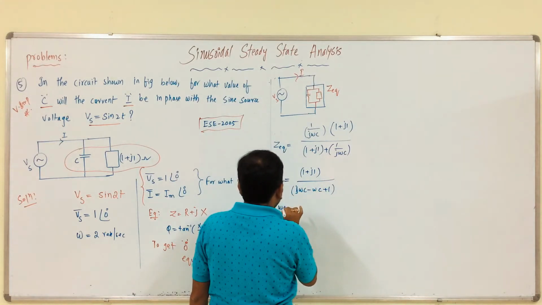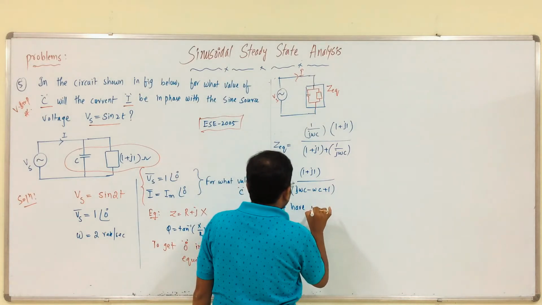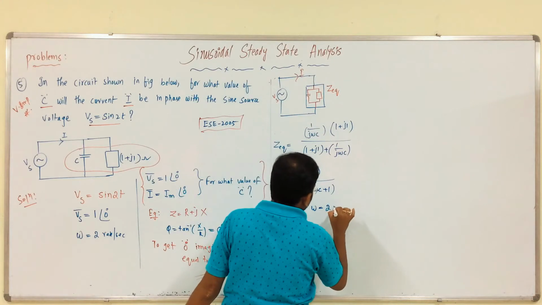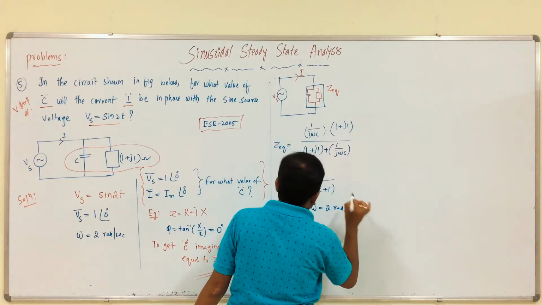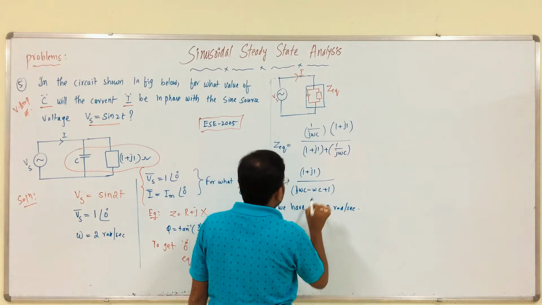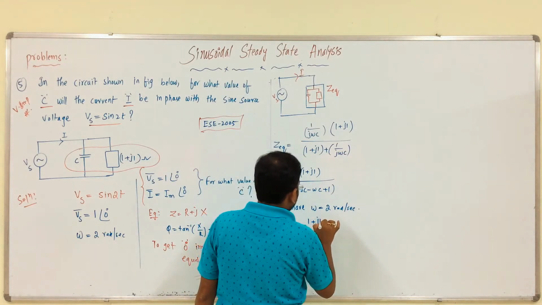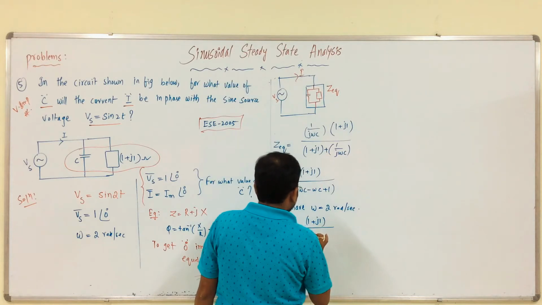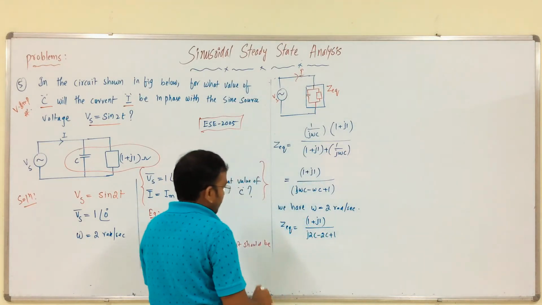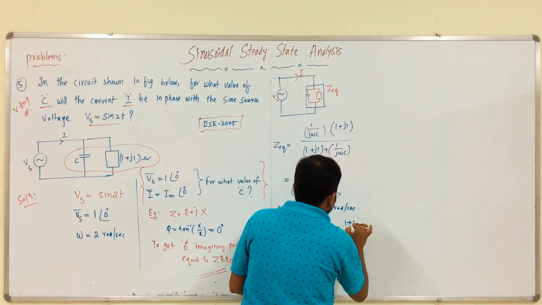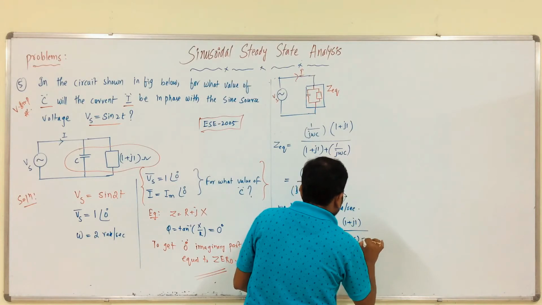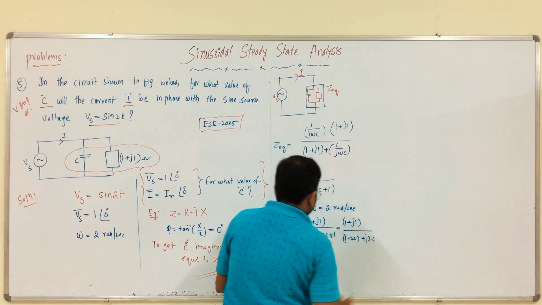We have omega is equal to what? He provided 2 radians per second, and substitute this value here. Therefore, Z equivalent is equal to 1 plus j 1 by j 2C minus 2C plus 1, that is it, which is equal to 1 plus j 1 by 1 minus 2C plus j 2C.